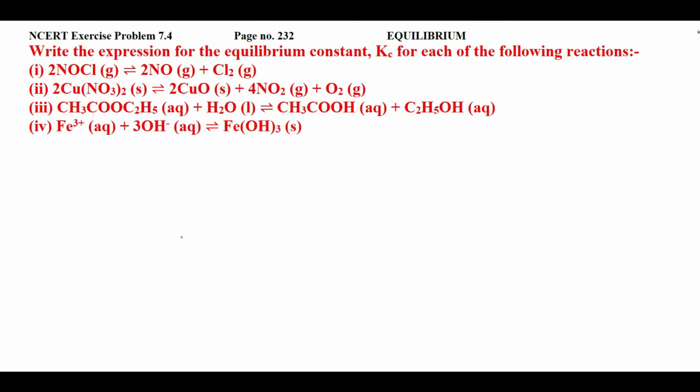Students, this is NCERT exercise problem 7.4 from page number 232 of equilibrium, right? So let's read the statement. Write the expression for the equilibrium constant Kc for each of the following reactions. Okay, so in this question you have 4 reactions and you have to write the expression for equilibrium constant. That means you have to write the expression for Kc, right?